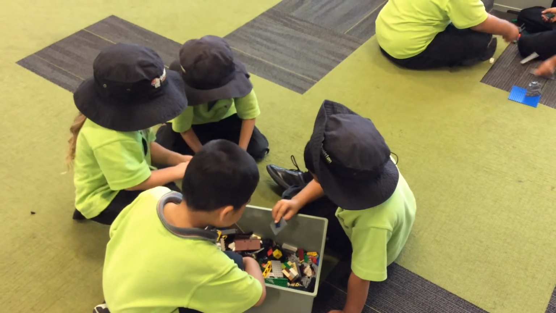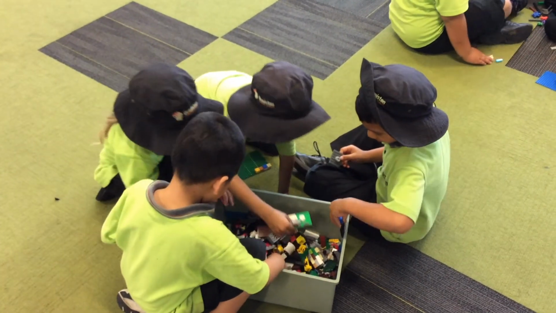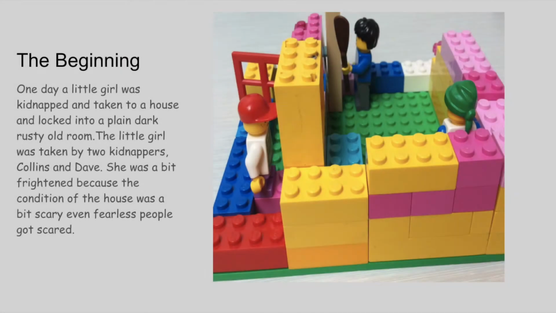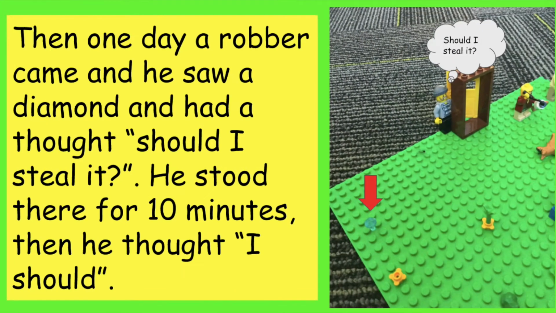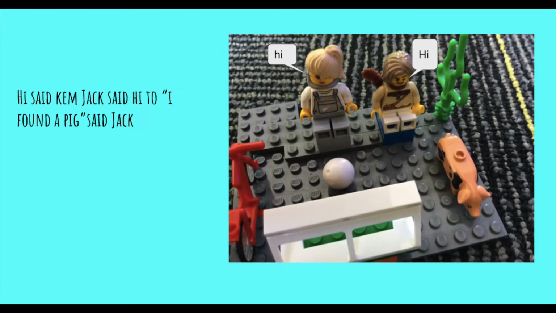I've been using two main ideas in my teaching practice, making digital storybooks and making stop-motion movies. Digital storybooks are basically a Google slide that includes pictures and words like you would see in a physical storybook. In this case, the pictures are made from Lego. Here are some examples of the digital storybooks that my learners have created.